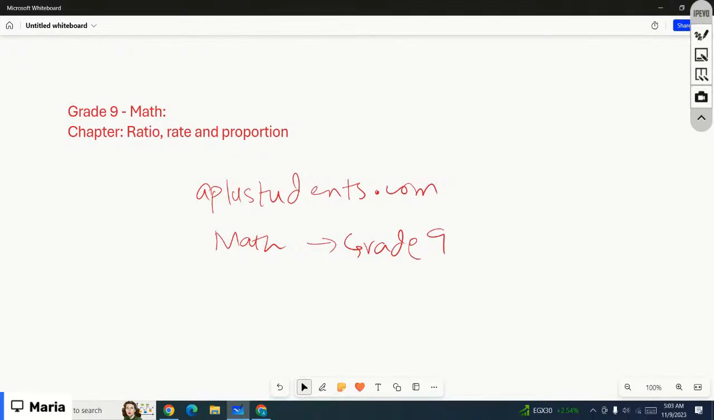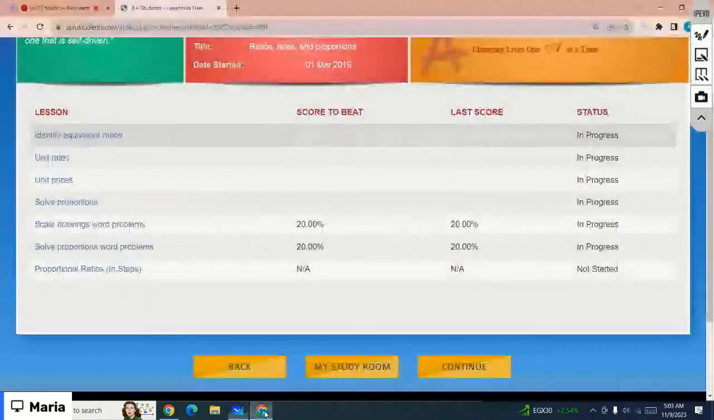We're going to start with the chapter ratio, rate and proportion. So please make sure you have your notebook and pencil so that you can note down the important examples and definitions as well. So let's just start with the lesson chapter ratio, rate and proportion. Let's start with the first lesson, that is identify equivalent ratios.